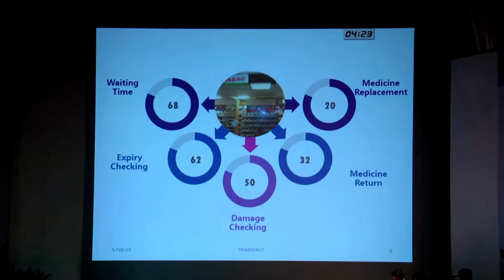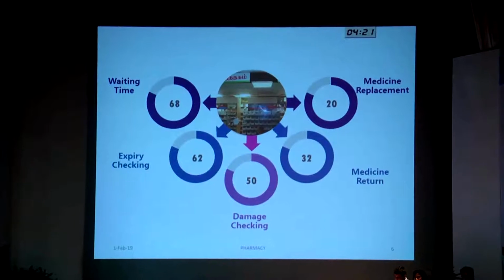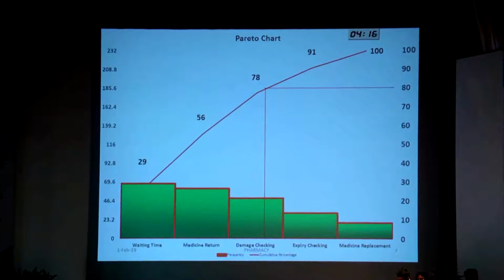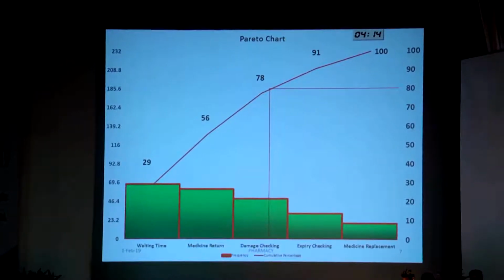Our problems are waiting time, expiry checking, damage checking, medicine return, and medicine replacement. We underwent Pareto analysis, and we applied the 80-20 rule in it. We focus on the vital few, and the frequency was high in waiting time, so we chose waiting time as our problem.